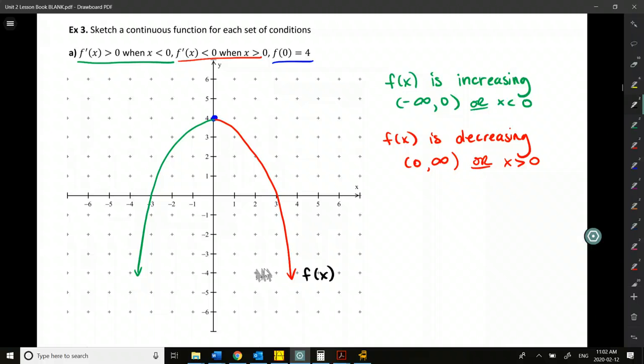And for this one, the first derivative would be a line, right? So if f'(x) is positive, then this side must be increasing as we move from left to right. And the other one's negative, so it's decreasing.